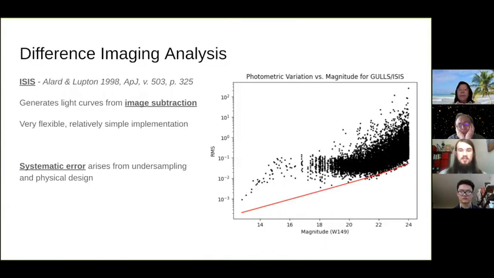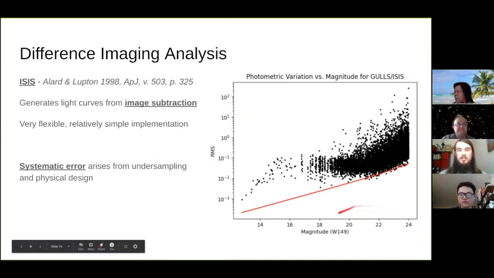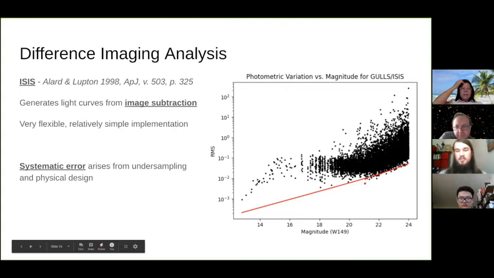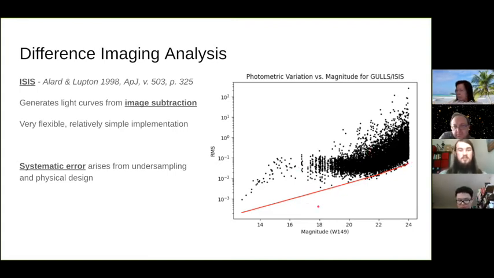So analyzing this, we can plot a measure of our uncertainty in the flux measurements against the magnitude of stars. And this is a naive implementation using a package called ISIS, which performs this image subtraction, and it is very flexible. So it was relatively easy to integrate it into the work. Now, the red line represents optimal performance, assuming no systematic error, and black represents actual performance. So any offsets are due to errors from undersampling and/or physical design.